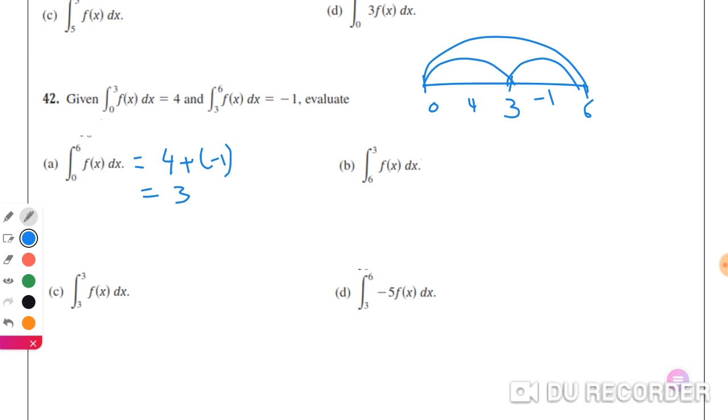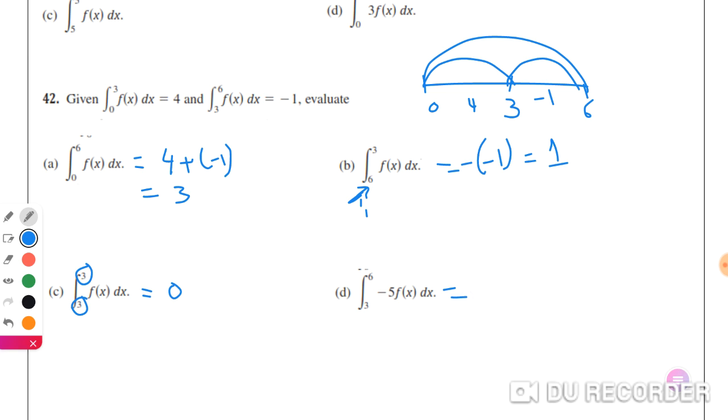Because from 0 to 6, it means the sum of the definite integrals from 0 to 3 and from 3 to 6. Here I switch the limits. I know the function from 3 to 6 is negative 1, but here it is 6 to 3, I read from upper to lower. It will be 1, because if you switch the upper limit with the lower limit, you take the opposite sign of the definite integral. Here the limits are the same, so it will be 0.